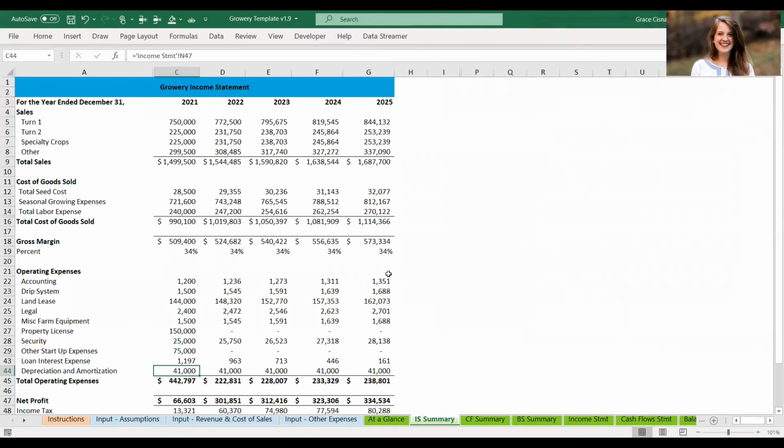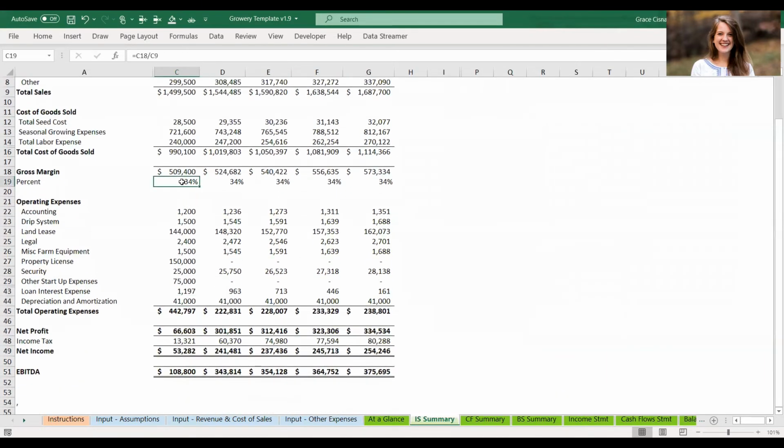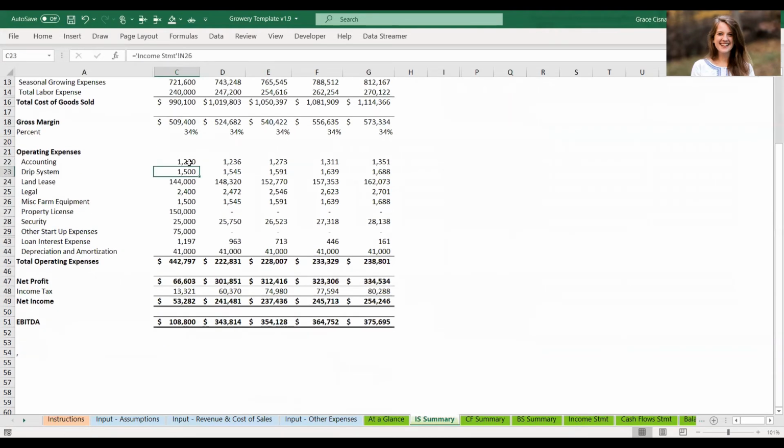Then we look at the income statement. So we've got our 4 sources of revenue, those 4 revenue categories from our input revenue and cost of sales tab. Those 3 cost of goods sold items from that tab as well, the seed, the growing expenses, labor expenses. We look at our gross margin, which is just total sales minus cost of goods sold. And then the percentage form is this gross margin divided by total sales. And then those operating expenses.